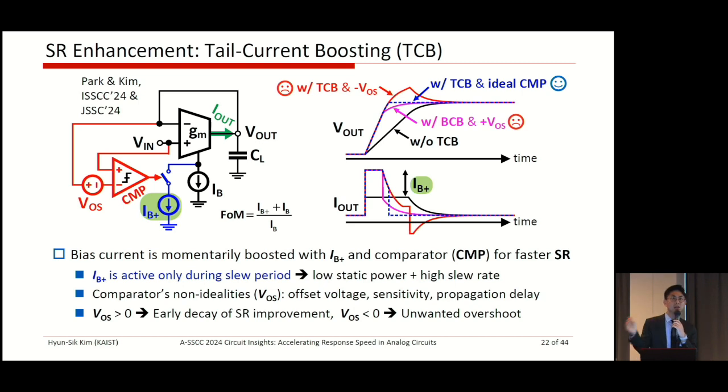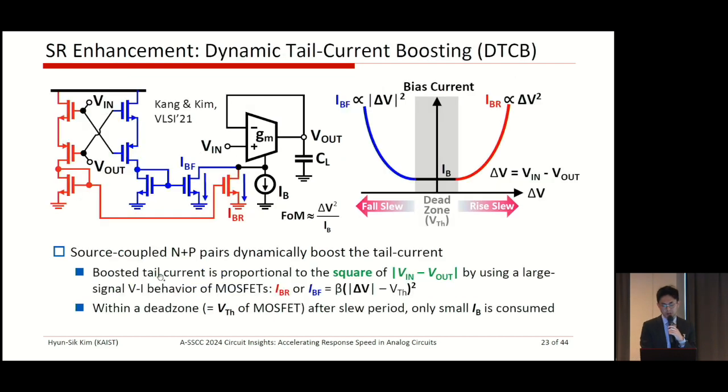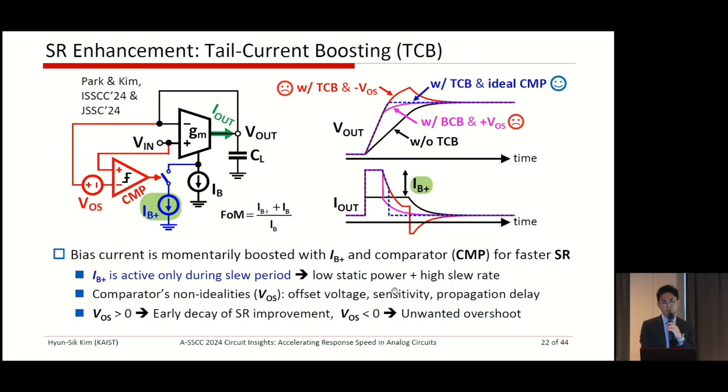But in the steady state, the input voltage difference is very small, so the switch is turned off and only the IB current is consumed. Therefore, IB plus the boosted current is only activated during the slewing period, so we can achieve low static power consumption and high slew rate simultaneously.